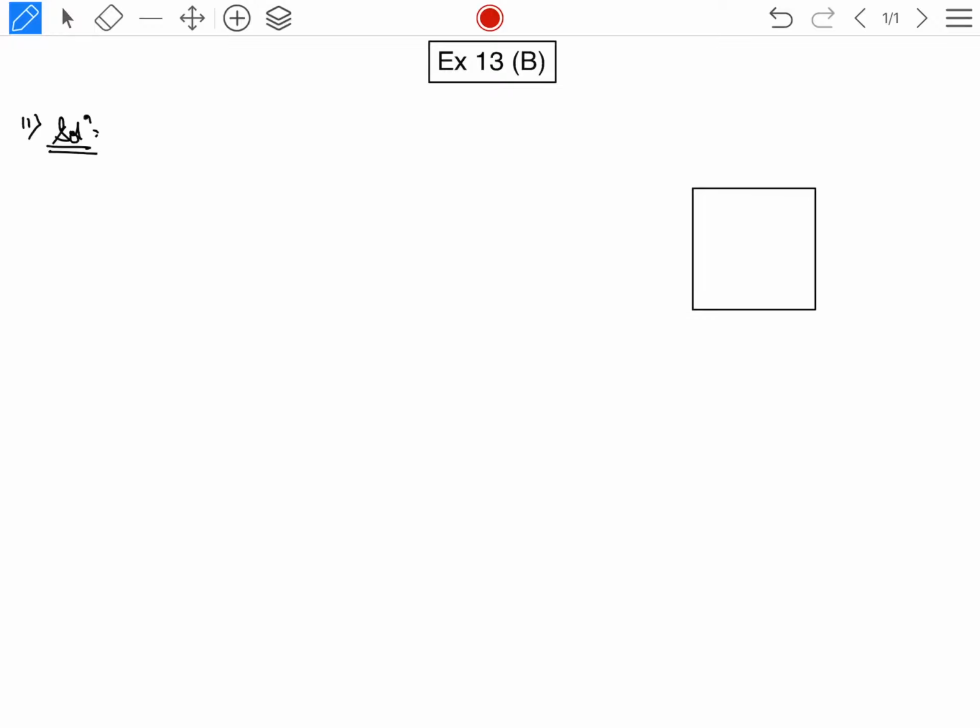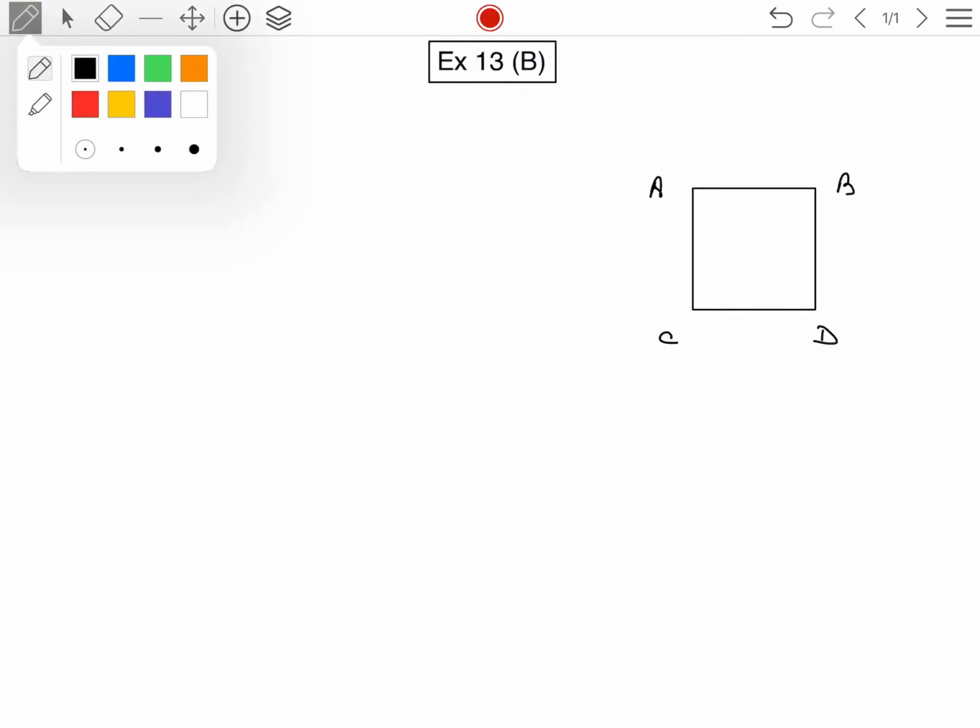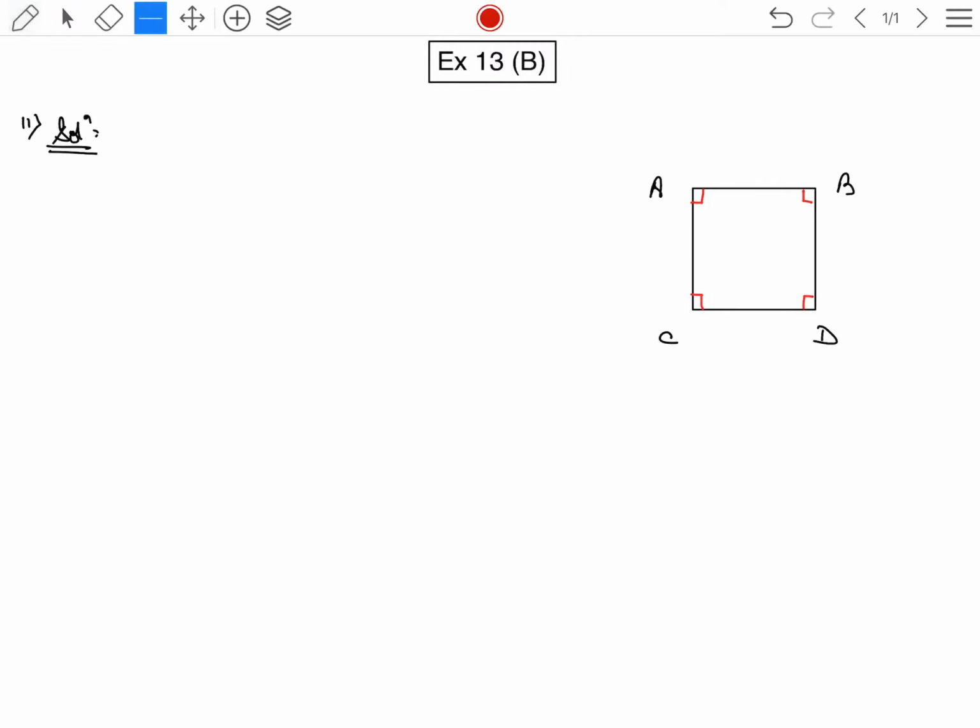So this is the square that is ABCD. Okay, and we know that in a square all four angles are right angles. That means these four angles are right angles. Right angles means 90-degree angles. Okay, next what is given? ABRS is a rhombus. Suppose this is a rhombus.